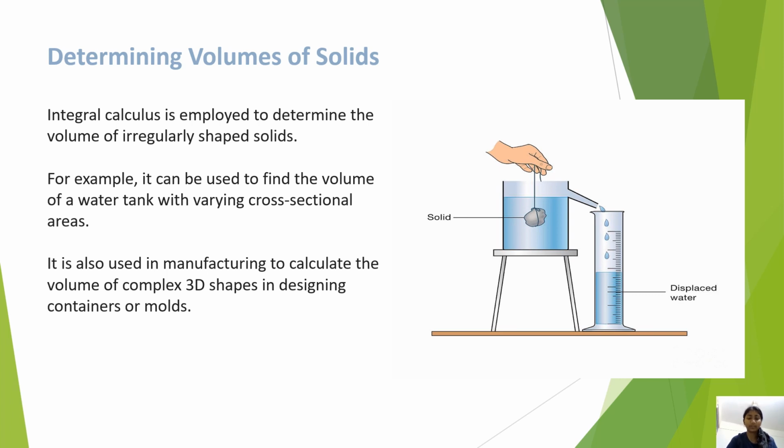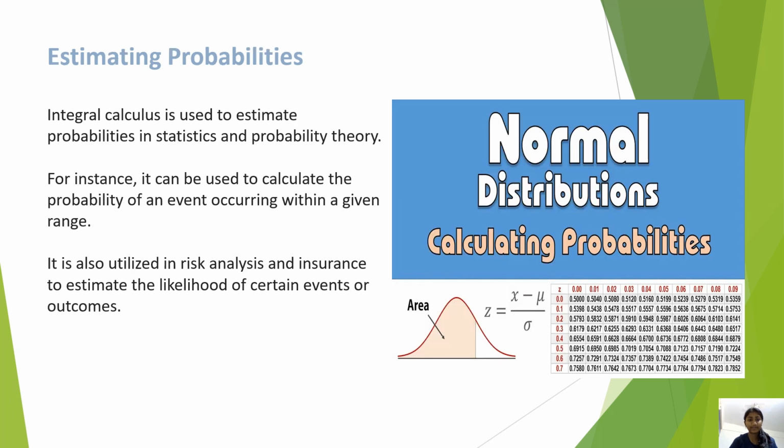Determining volumes of solids. Integral calculus is employed to determine the volume of irregularly shaped solids. For example, it can be used to find the volume of a water tank with varying cross-sectional areas. It is also used in manufacturing to calculate the volume of complex 3D shapes in designing containers or molds. Here you can see the figure also.